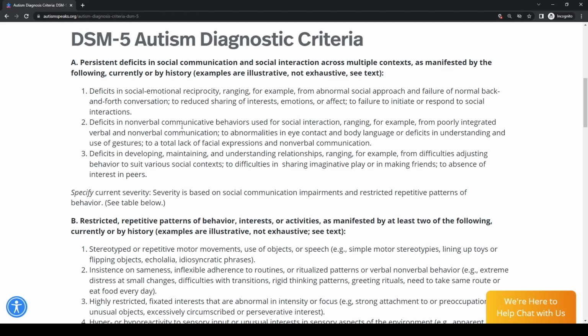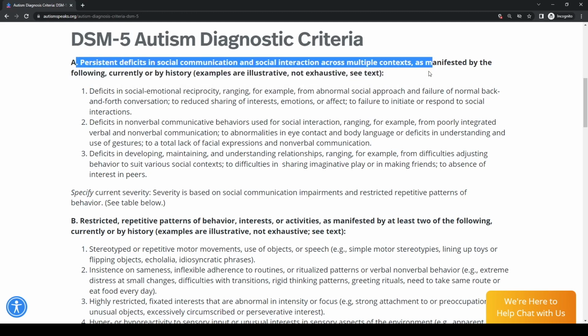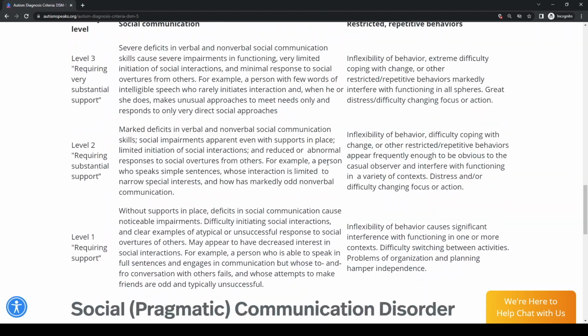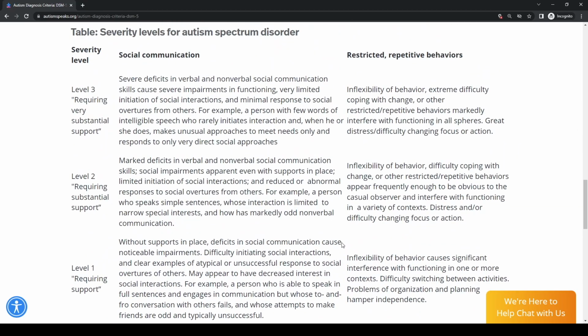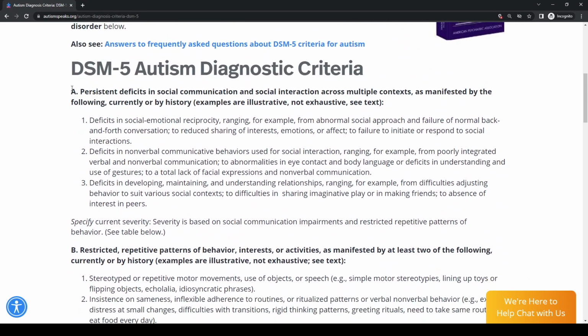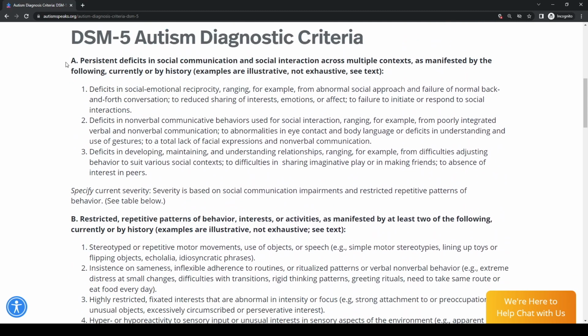Okay, so I want to talk about just what the criteria are, and then we'll talk about the levels, which is right here. You can read this yourself right now if you don't want to listen to me talk. The link is right below. So the first one, I'll just talk about A here: persistent deficits in social communication and social interaction across multiple contexts, right?